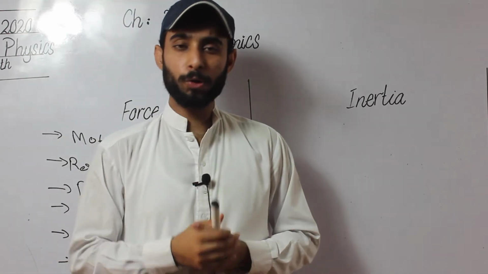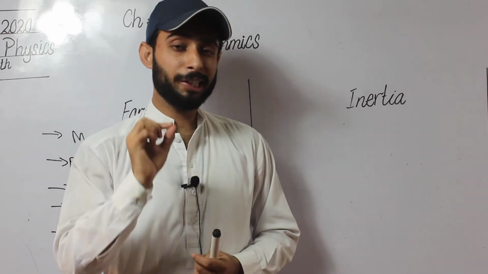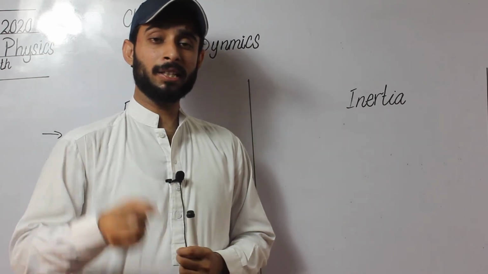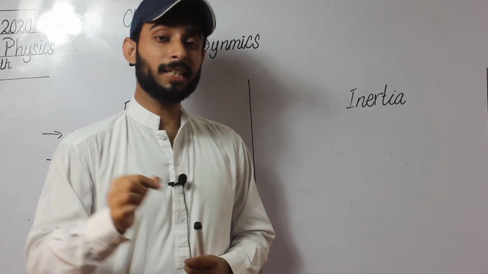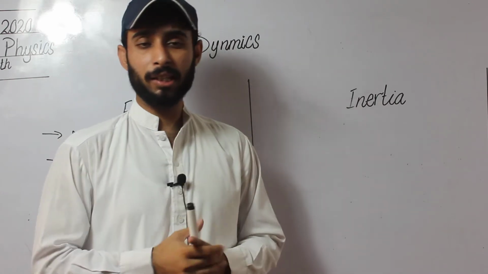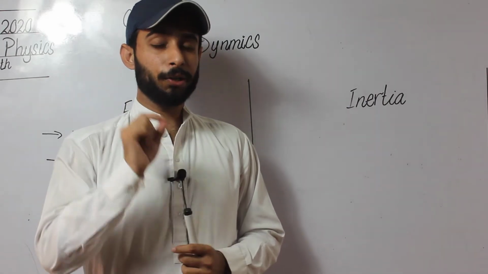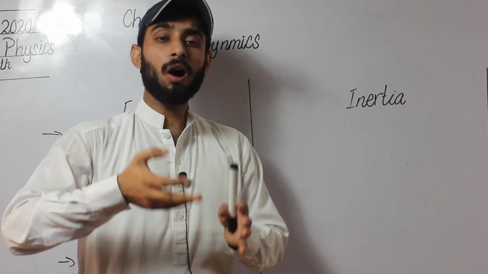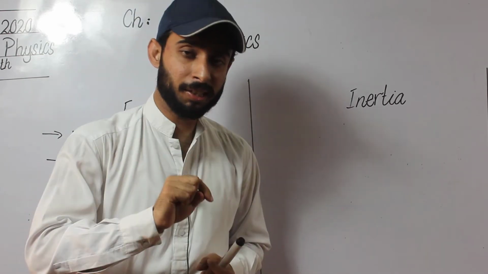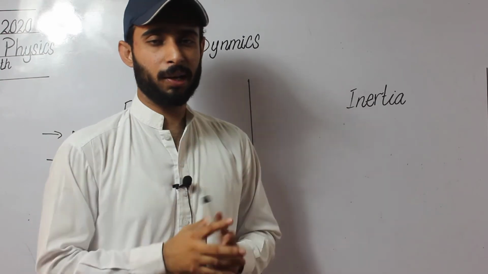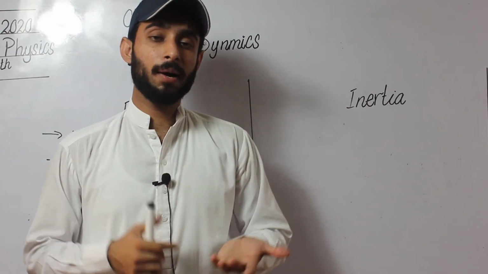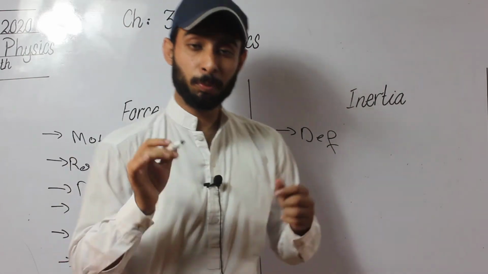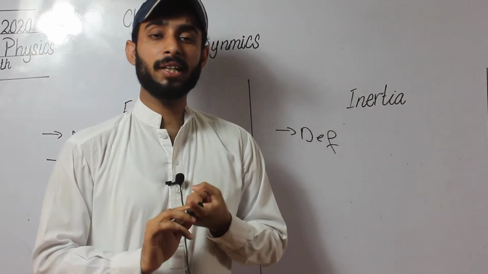From this point of view, Newton concluded that whenever we change the state of a body, that body resists its change. That resistance is called inertia. Newton says that whenever we change the state of a body from rest to motion or motion to rest, that body resists the change. Inertia is also a property of matter. The basic definition: inertia of a body is its property due to which it resists any change in its state of rest or motion.